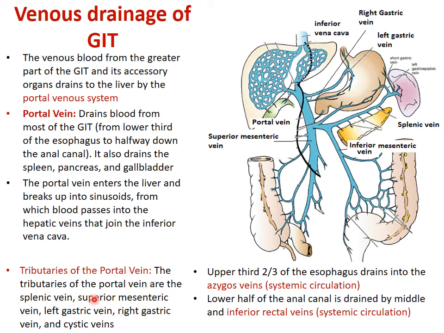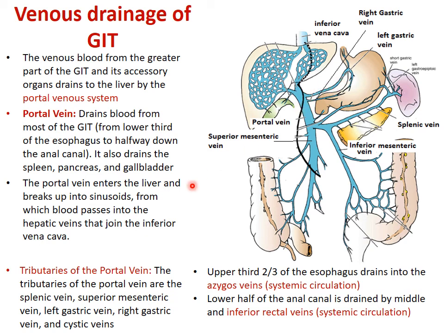Tributaries of the portal vein. The tributaries of the portal vein are the splenic vein, superior mesenteric vein, left gastric vein, right gastric vein, and cystic vein. So the portal vein goes from here to here, and here it is giving the tributaries, meaning the branches. In arteries we say branches, but for the venous system we call those branches tributaries.